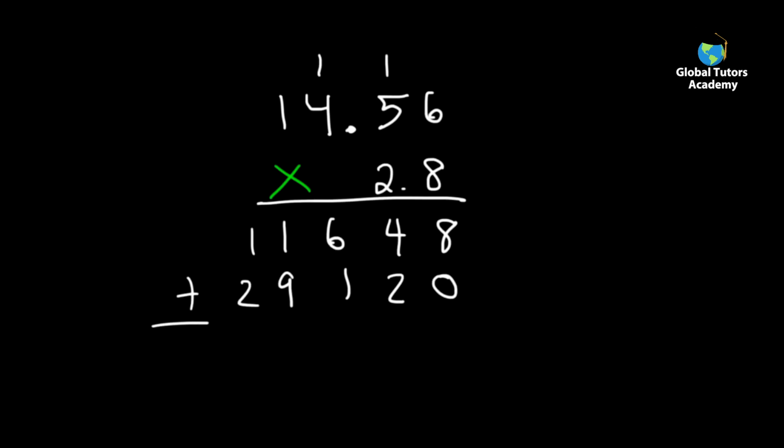So now we can add. So this is going to be 8, 4 plus 2 is 6. 6 plus 1 is 7. 1 plus 9 is 10, carry over the 1. 1 plus 1 is 2 plus 2 is 4.